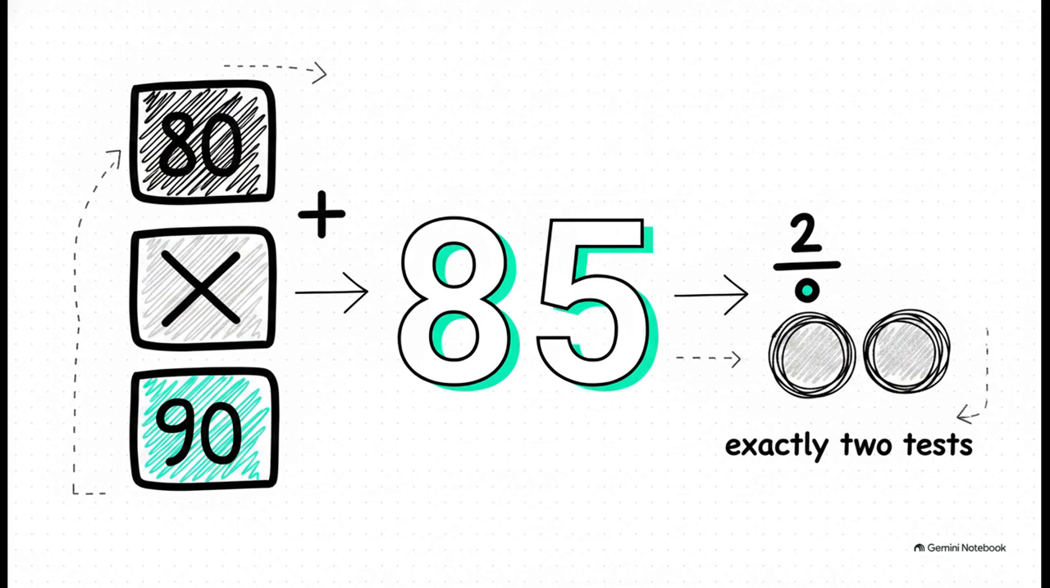Why? Because to Excel, a blank cell literally means no numeric value exists. It basically pretends that cell isn't even there. It just adds the 80 and the 90 to get 170 and divides by exactly 2 tests.